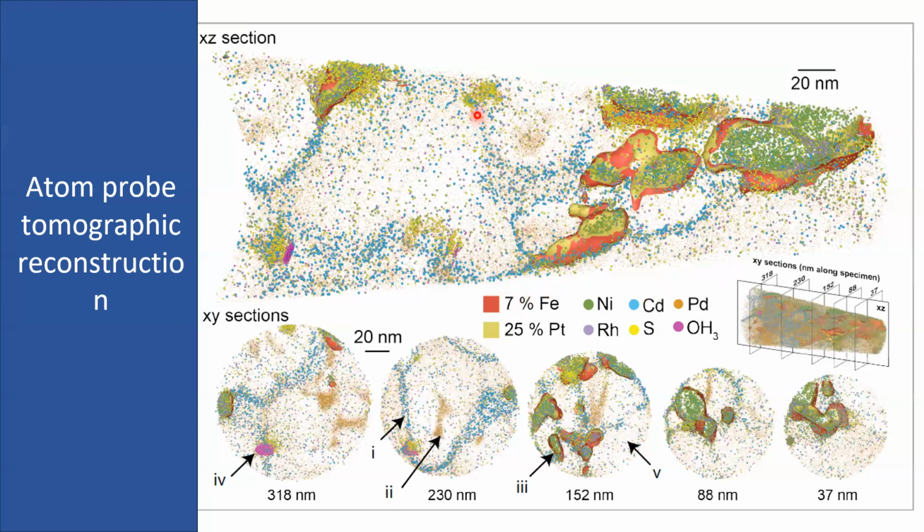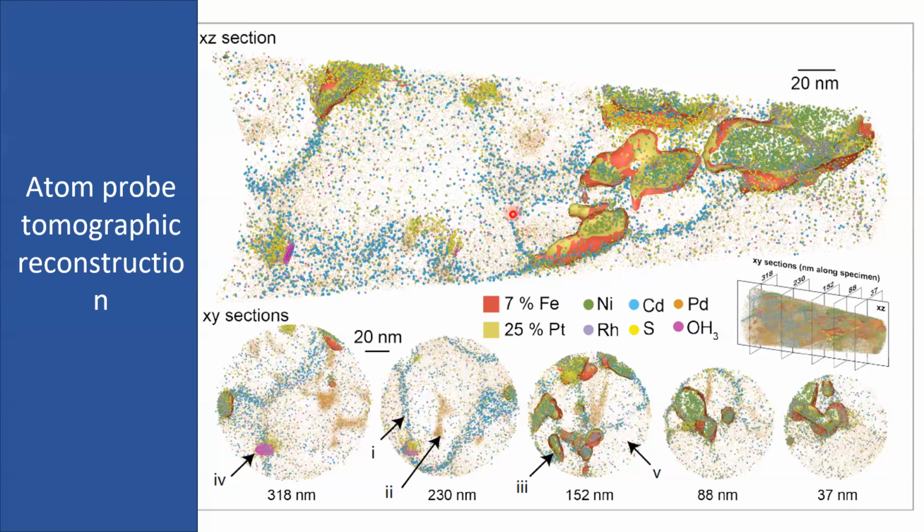I want to point out these blue atoms. These are cadmium. So they're outlining a cadmium rich network that kind of splits up the needle. Palladium's enriched on these networks as well, and in other places, but I'll show you that later. The other thing I'd like you to notice is this little pink blob. That's OH3, and the characteristics of that are very consistent with that being a fluid inclusion.